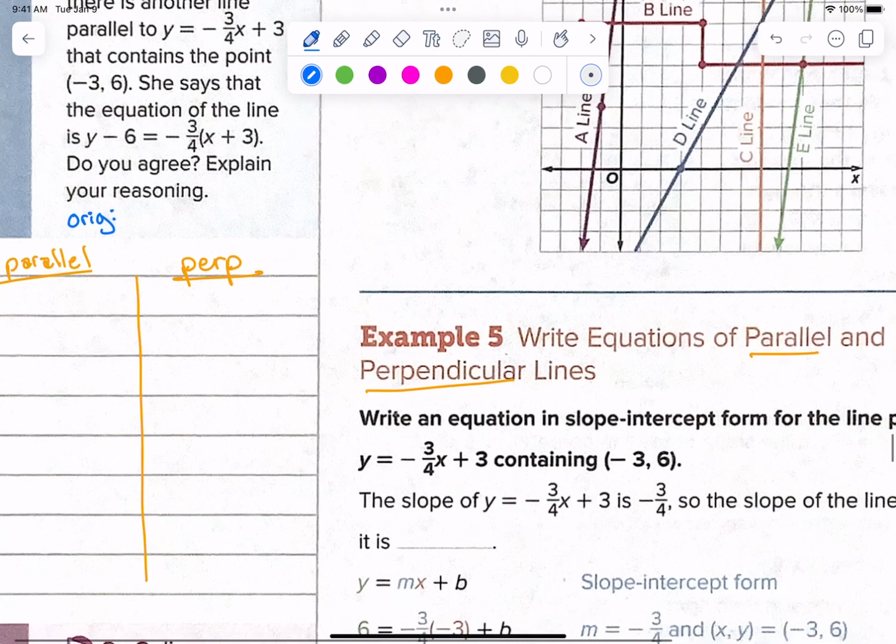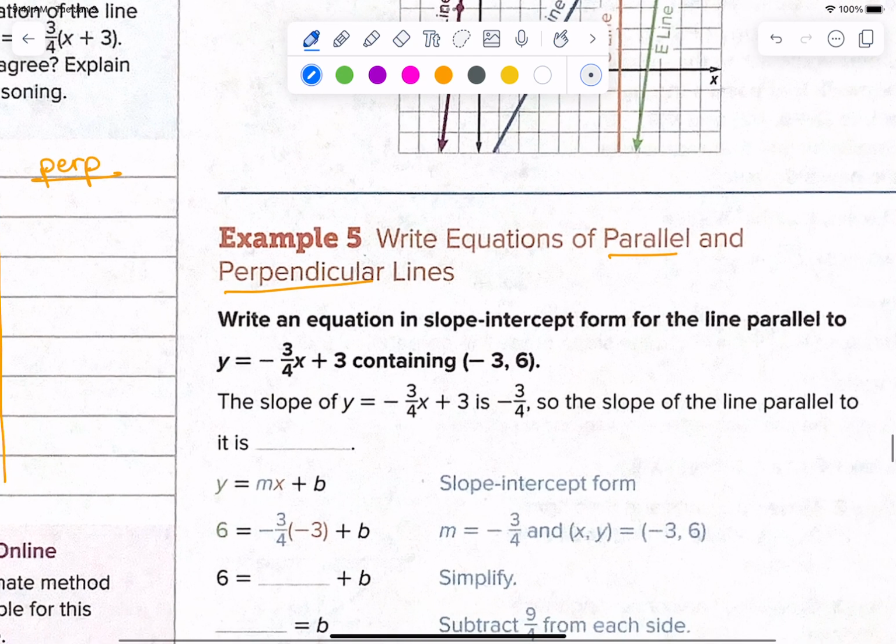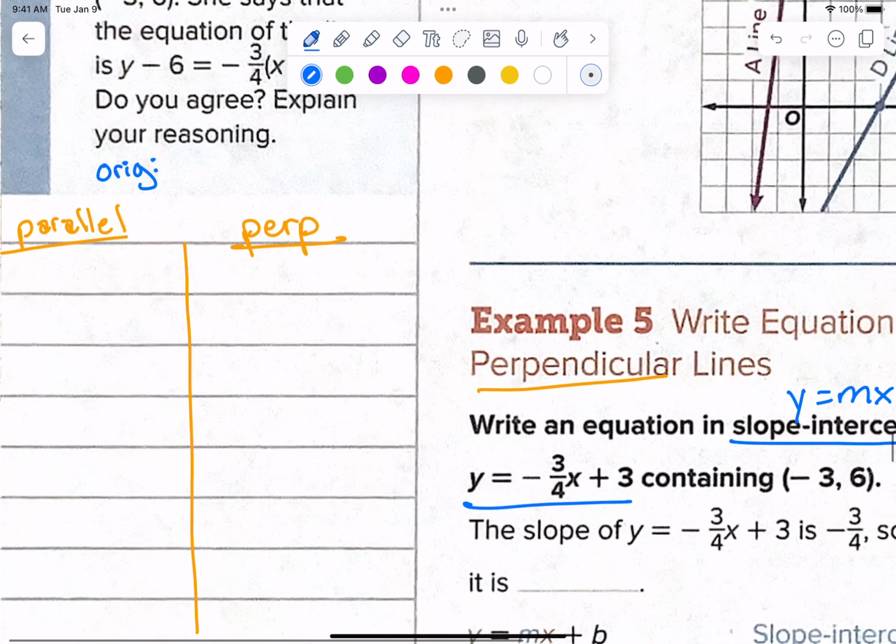All right, let me read the sentence. It says, write an equation in slope-intercept form. What is slope-intercept form again? y equals mx plus b. For the line that is parallel to this guy, we're going to do perpendicular as well so you can see him. My original line is y equals negative 3/4 x plus 3. And then they give me the point.